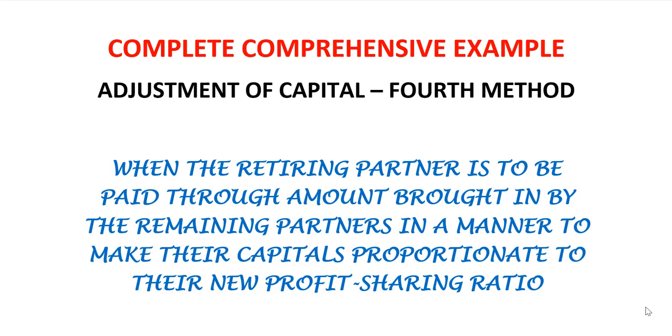Hi, in this video, we will solve a complete comprehensive example to demonstrate the fourth method of adjustment of capital at the time of retirement of partner. The fourth method is when the retiring partner is to be paid through amount brought in by the remaining partners in a manner to make their capitals proportionate to their new profit sharing ratio. So let's go on to the example sum.